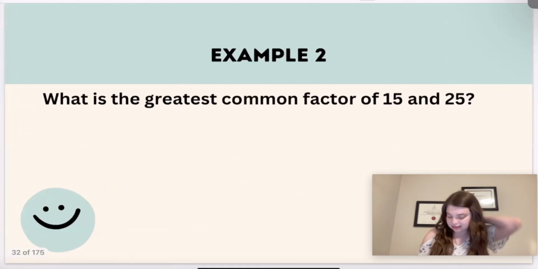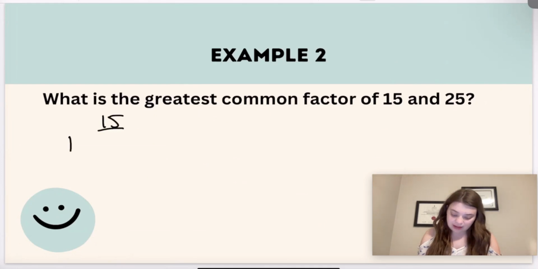Let's do a second example. What is the greatest common factor of 15 and 25? So once again, to find out the greatest common factor, one way we can do it for small numbers is to write out all the factors for each. So what are the factors of 15?